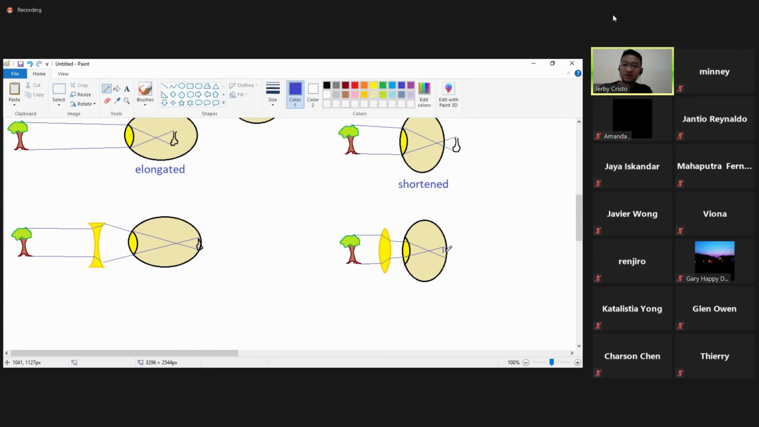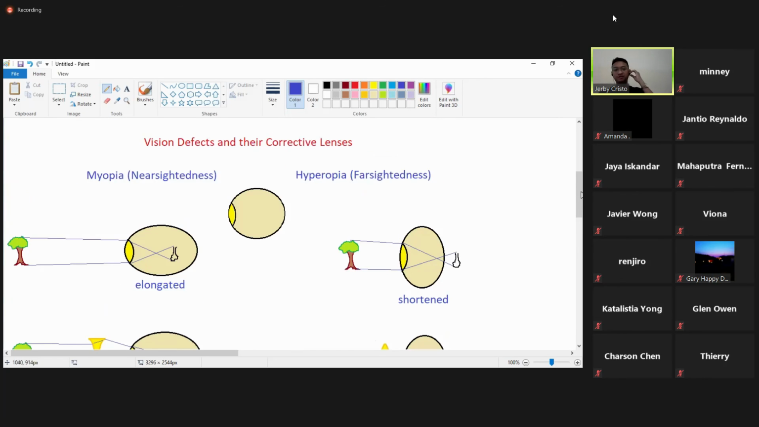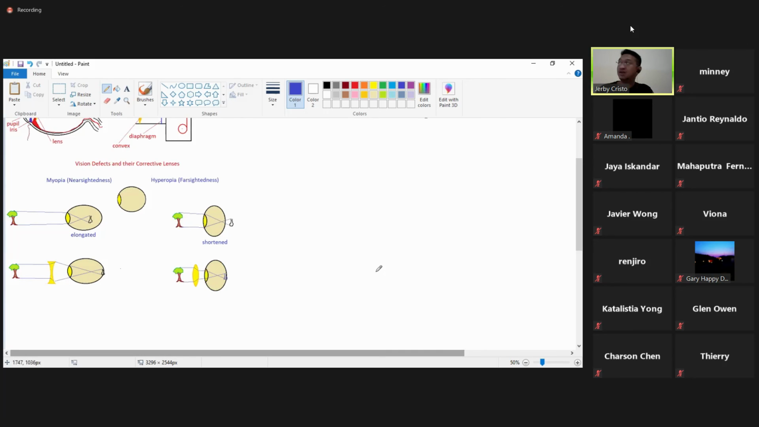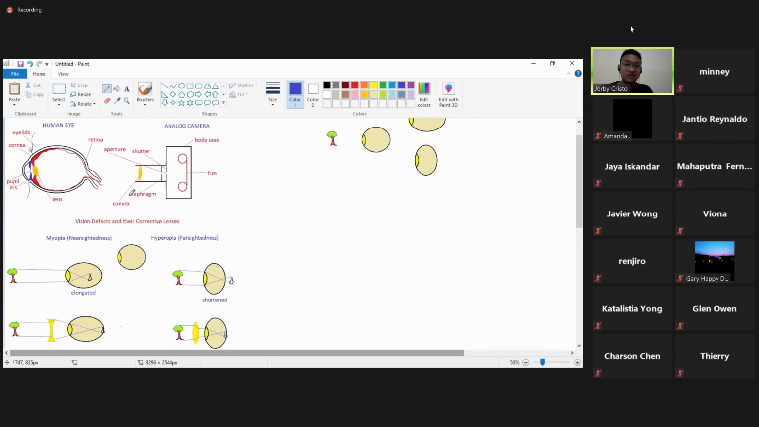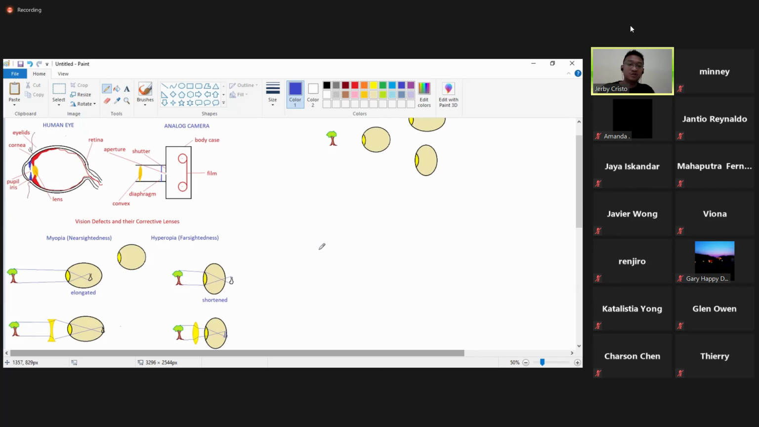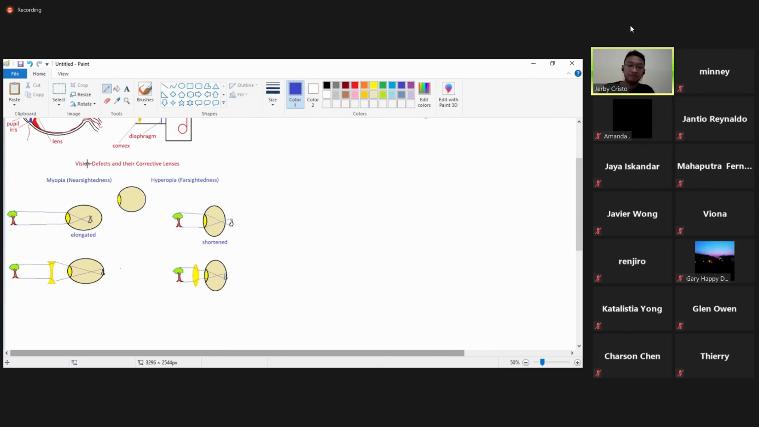All right, do you have any questions regarding the anatomy of the eye compared to a camera, and their defects and corrective lenses? Okay, that's all for today, and I think this will be the last topic that we will be discussing in optics. By next meeting, we will move to a new chapter. You may now proceed to your next subject.